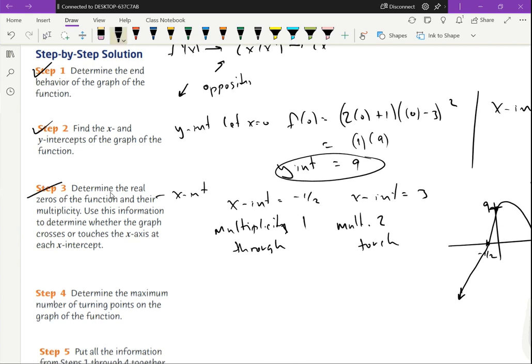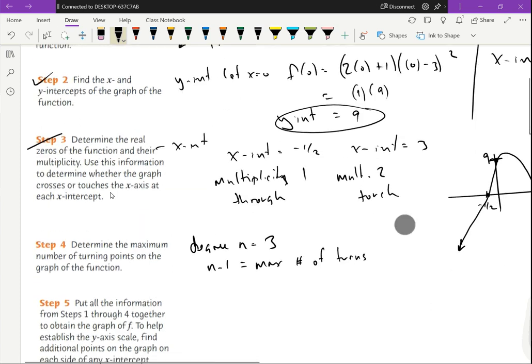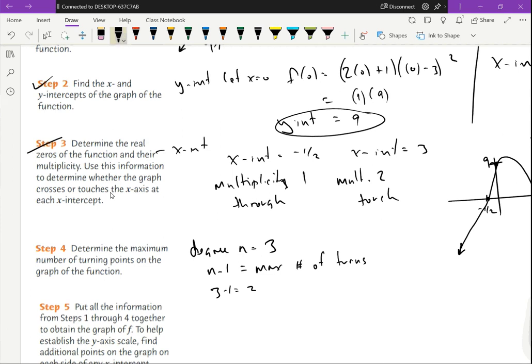Step number 4, determine the maximum number of turning points of the graph of the function. So we take a look at our degree. Our degree we label as n, and that's going to be the same as what our end values were as far as our end behavior. Since we're looking at 2x cubed as our leading term and our highest degree term, n is going to be 3. So n minus 1 is the max number of turning points, or you could say just max number of turns in general. So we get 3 minus 1, that means 2. So a maximum of 2 turns.